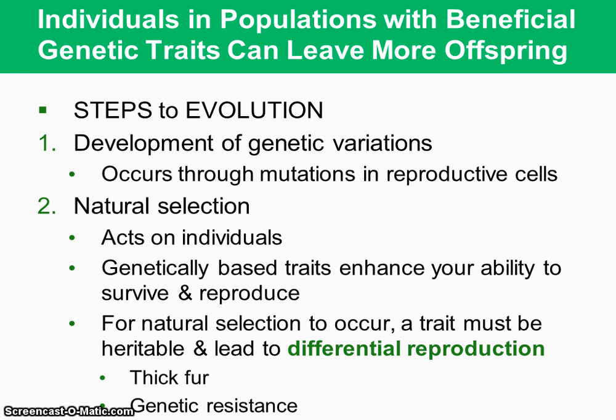For natural selection to occur, so we've got tons of differences, but for natural selection to occur, a trait must be heritable and lead to differential reproduction. You cannot pass on a trait for missing tonsils just because you had a tonsillectomy. That is not a heritable trait. The other thing is it has to lead to differential reproduction. It must make you more likely to have a mate and reproduce. And this is where that term survival of the fittest comes in.